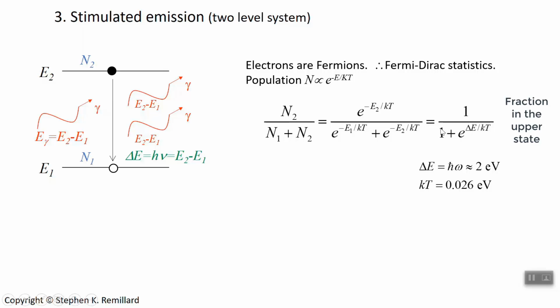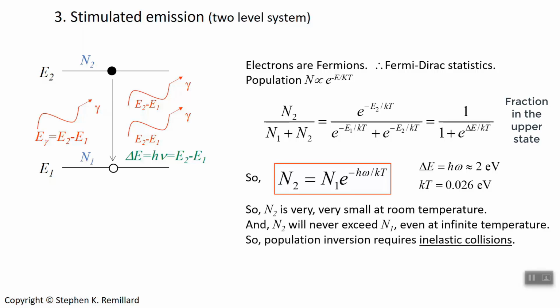So I'm going to ignore this 1 plus, and that's a very important feature in statistical mechanics, that you can usually do that, especially at room temperature, and it really simplifies a lot of expressions. So N2 I'll write as N1 times e to the minus h bar omega over kT. So again, make sure you can follow through this algebra. Ignore the 1 in the denominator and replace delta E with h bar omega, and make sure you agree that N2 is N1 times e to the minus h bar omega over kT.